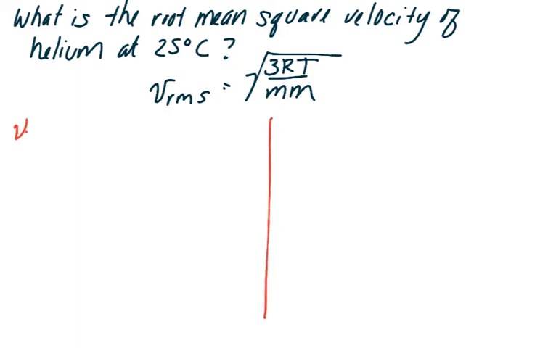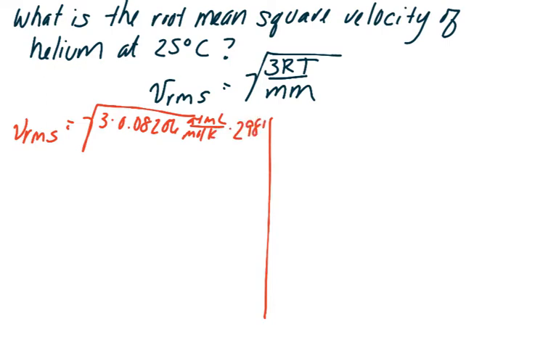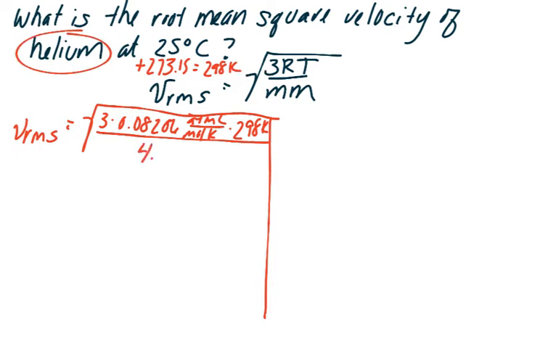Okay, so we might say, okay, so 3 times R, 0.08206 atmosphere liters per mole Kelvin, times the temperature, 298 Kelvin. So to get from Celsius to Kelvin, remember we add 273. And then I'm going to divide it by the molar mass of helium. So that's going to be 4.00 grams per mole.